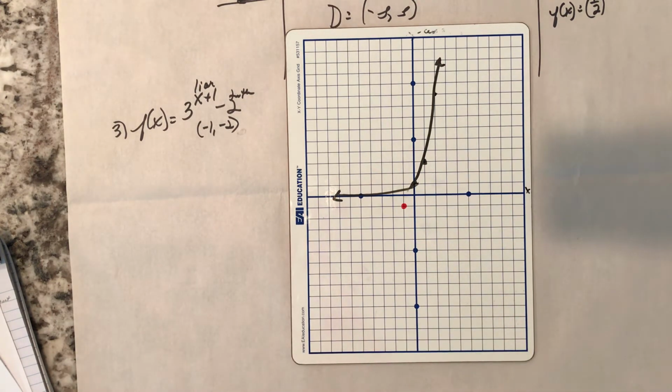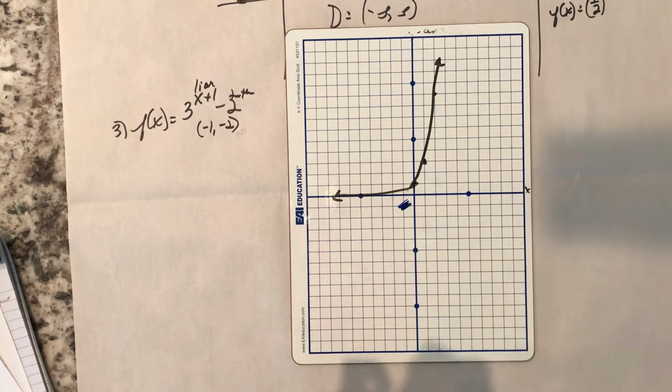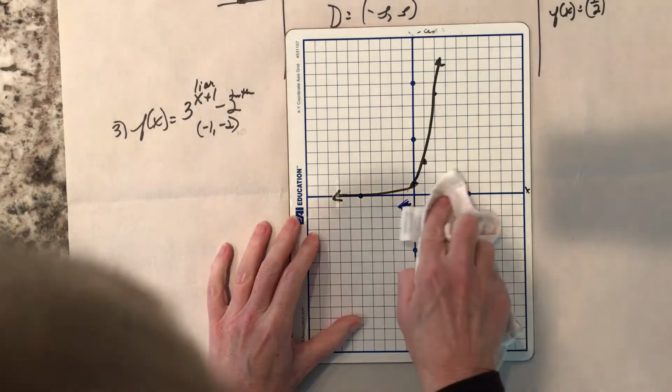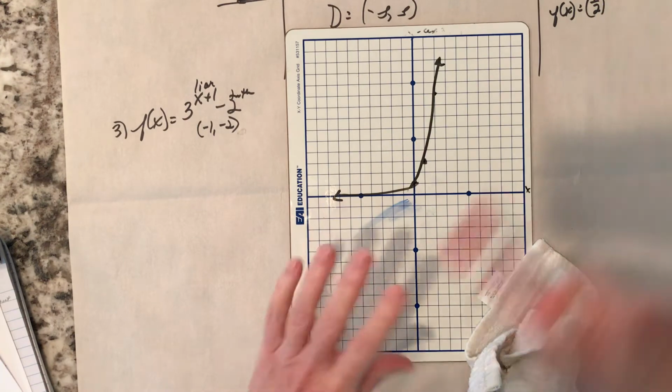Crap, I used a Sharpie. Let me show you how to do this. So you just cover it with whatever you want to. Just cover it up. And then while it's still wet, wipe it off. See how well that worked? Let's try again.